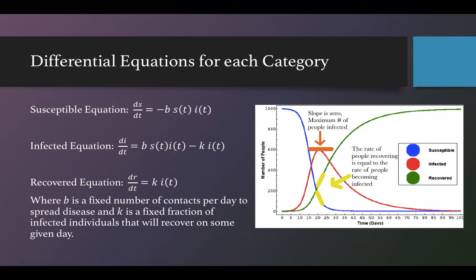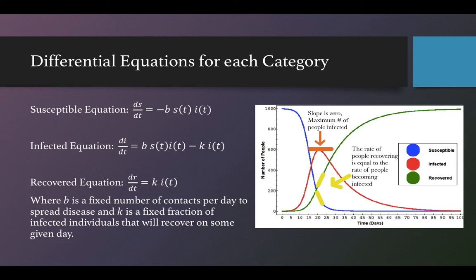So here we have the different categories and their differential equations that we've created. The first one is the susceptible equation, which is dS over dt equal to negative b S of t I of t. The infected equation is dI over dt equal to b S of t times I of t minus k times I of t. And then our recovered equation is dR over dt equal to k I of t.